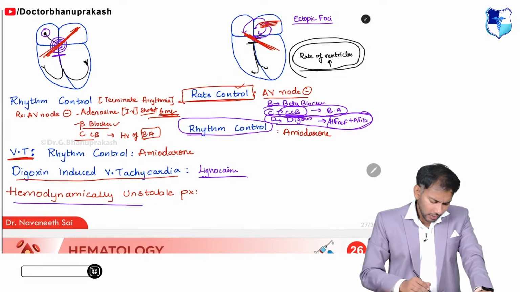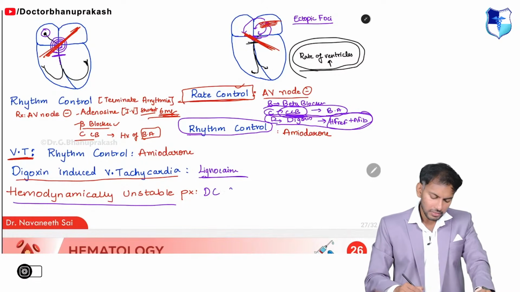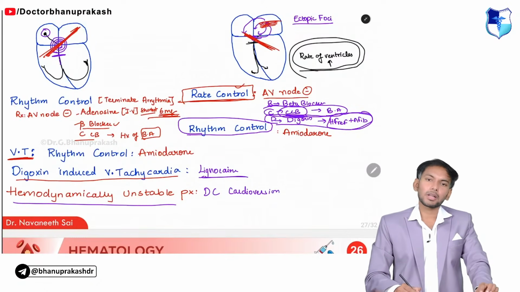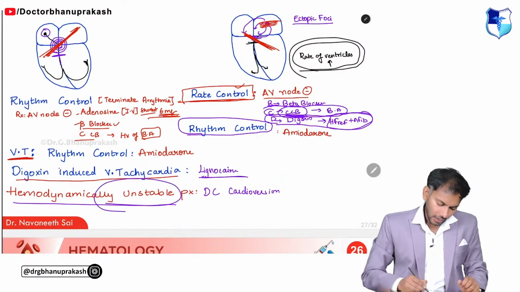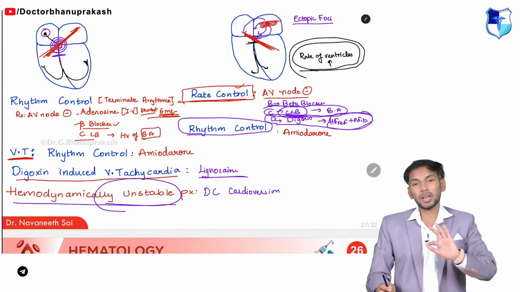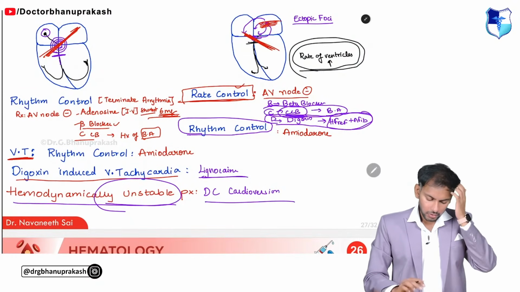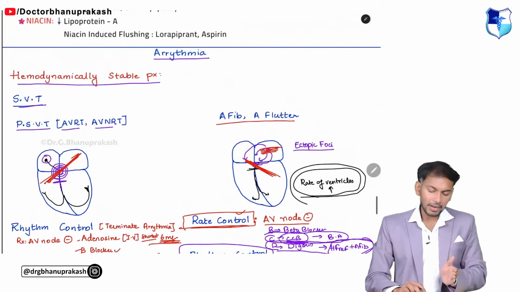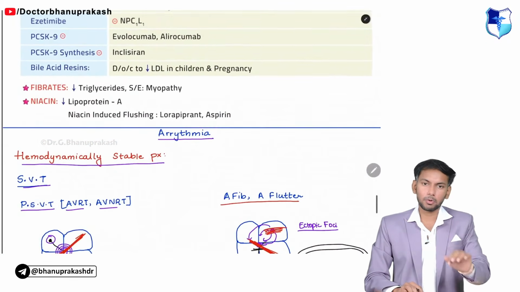If it is a hemodynamically unstable patient, then you will go for DC cardioversion, that is shock. It does not matter what kind of arrhythmia he has. If he is hemodynamically unstable, then you should always go for DC cardioversion. That's all about this entire arrhythmia. Okay, if you understood this, you will answer all the questions about arrhythmias.